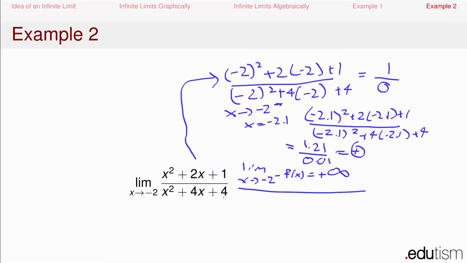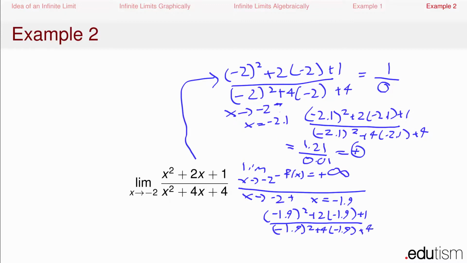Next, we need to do the limit from the right. So if x is approaching -2 from the right, we want a number that's close to -2 but a little bit bigger. Say x equals -1.9. We plug that in for x. We get -1.9 squared plus 2 times -1.9 plus 1 over -1.9 squared plus 4 times -1.9 plus 4.